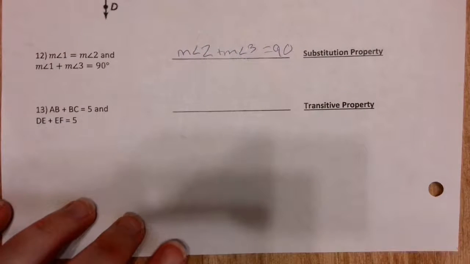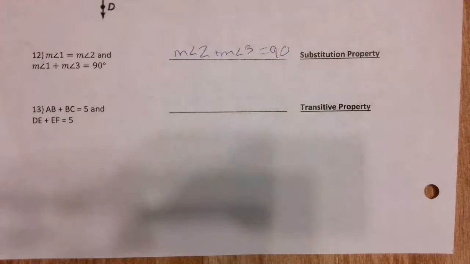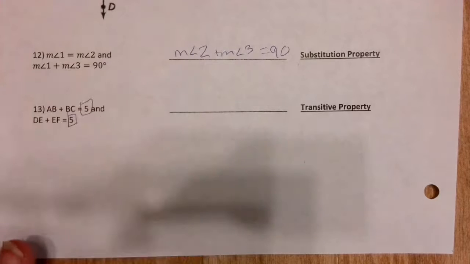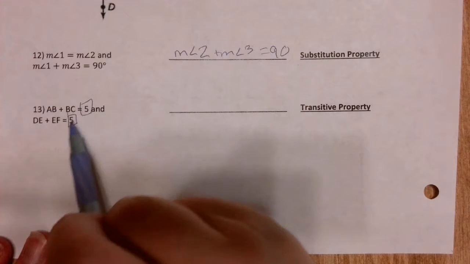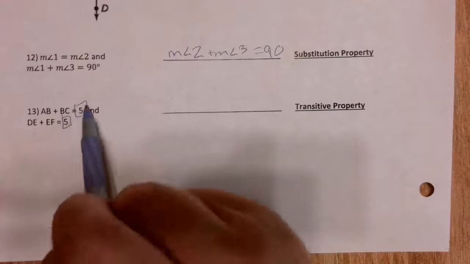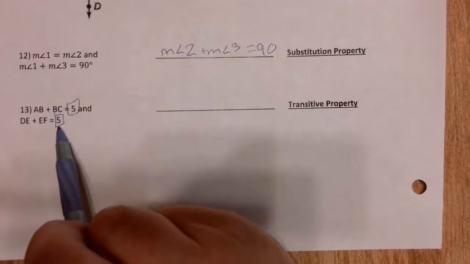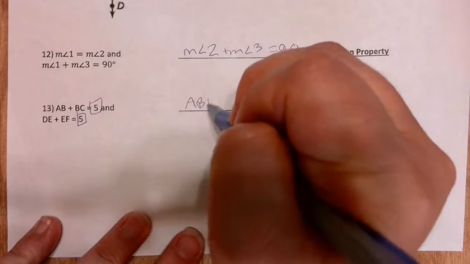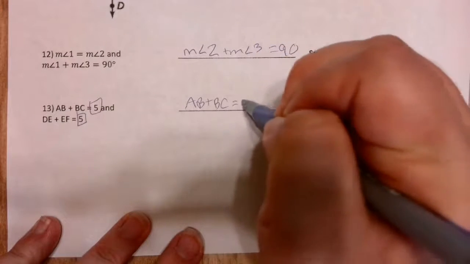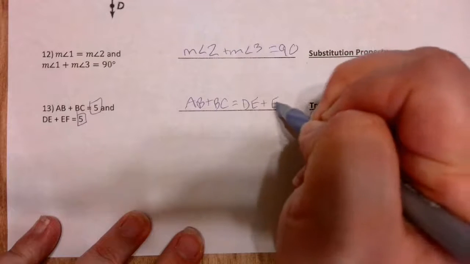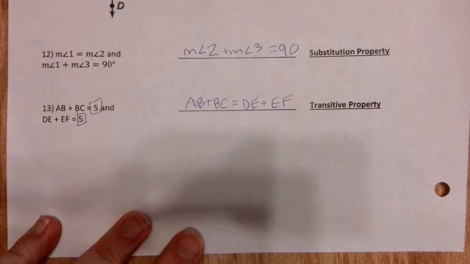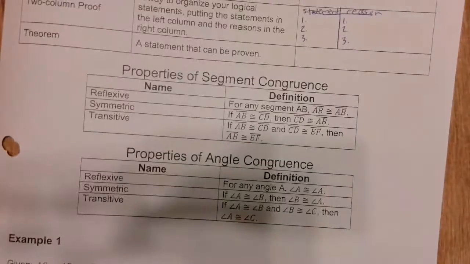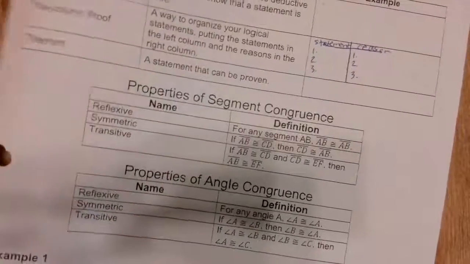The transitive property. AB plus BC equals 5 and DE plus EF equals 5. Do you see they are both equal to 5? They are both equal to something that is the same. And because they're both equal to something that is the same, that means the two left sides also have to be the same. That AB plus BC is equal to DE plus EF. Now I want you to keep this paper, keep it handy as we do a couple of proofs in your notes.